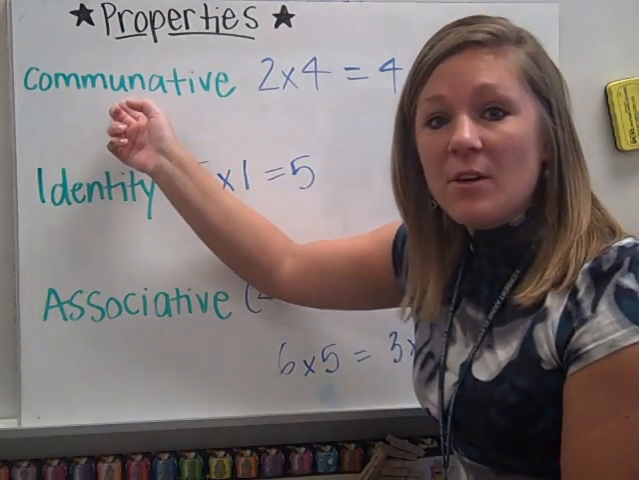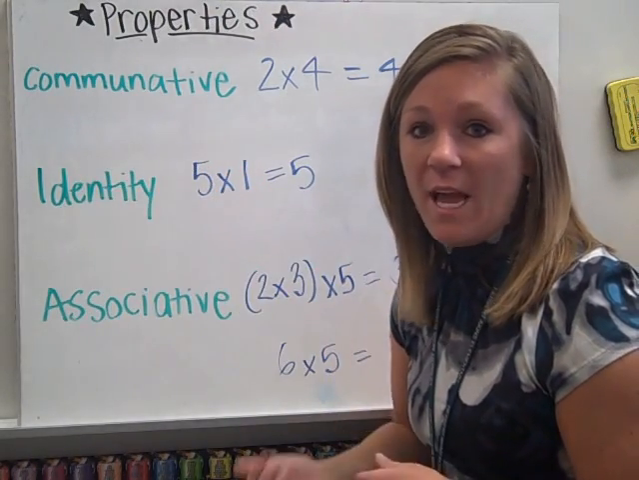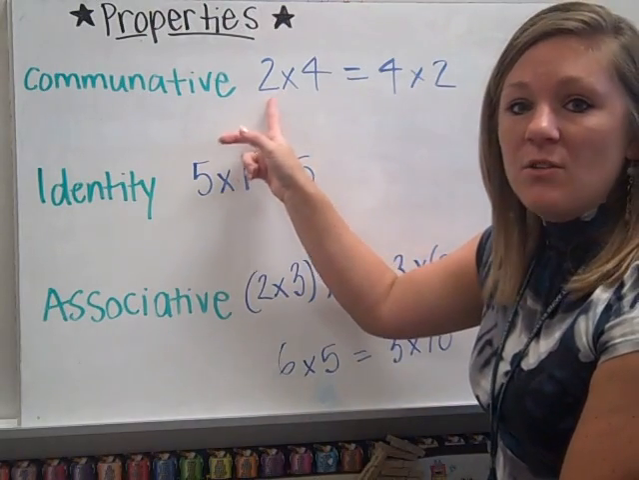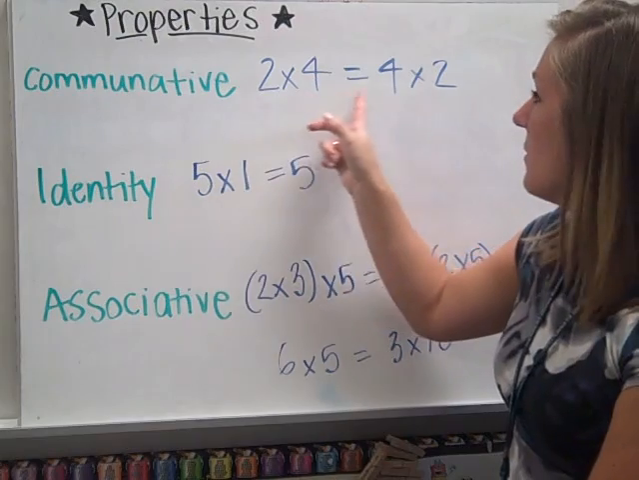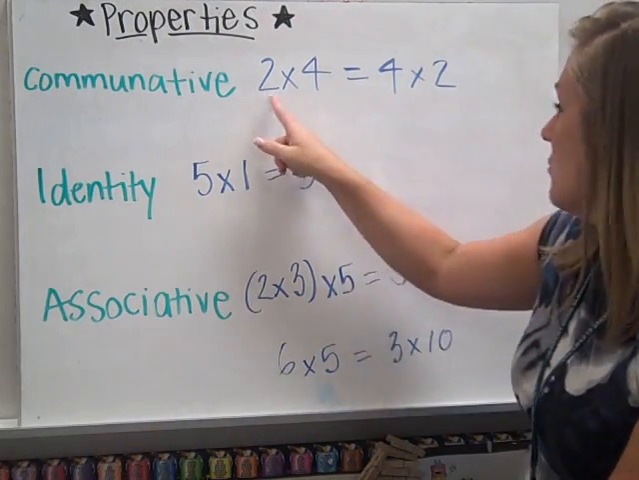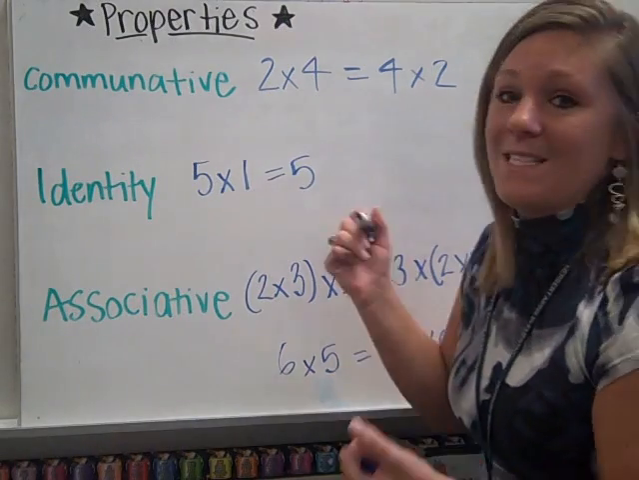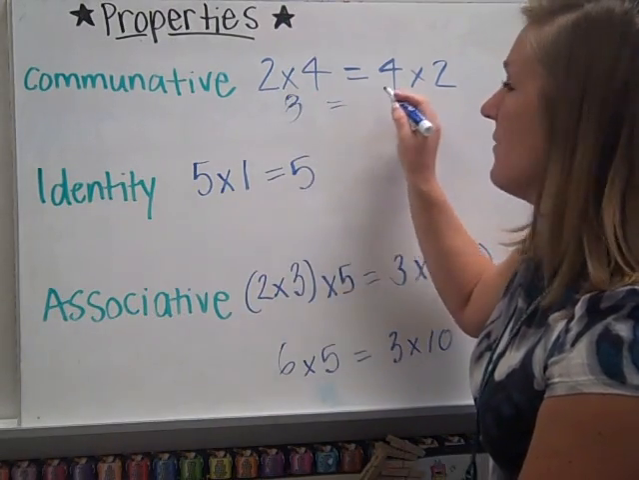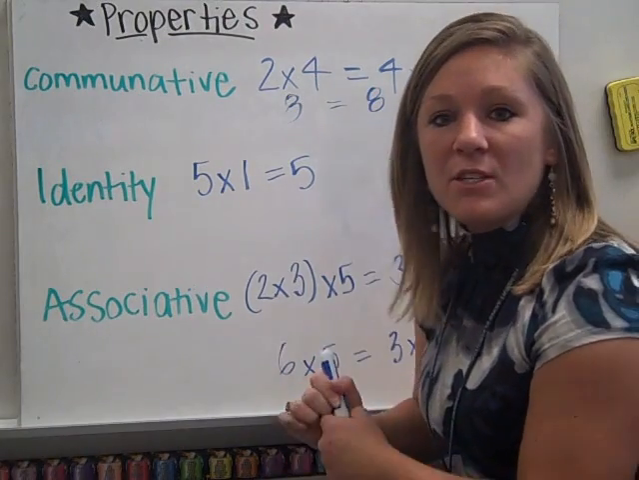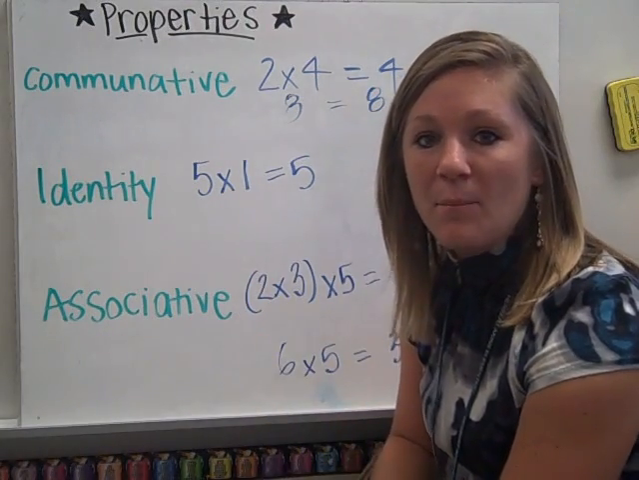So we've talked a lot about the commutative property, both in addition and in multiplication, and all it says is that if I take two factors and reverse the order in which I see them, I will still get the same product. So 2 times 4 we know is 8, and 4 times 2 is also 8. So just by reversing the order of the factors, I'll get the same product.